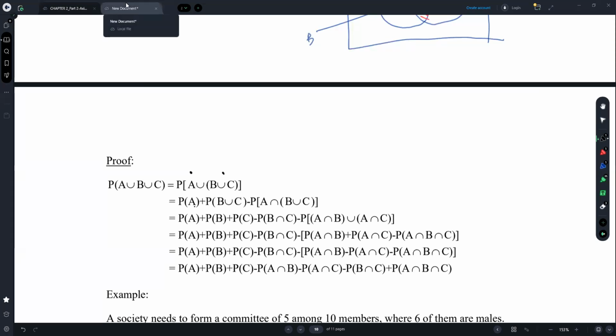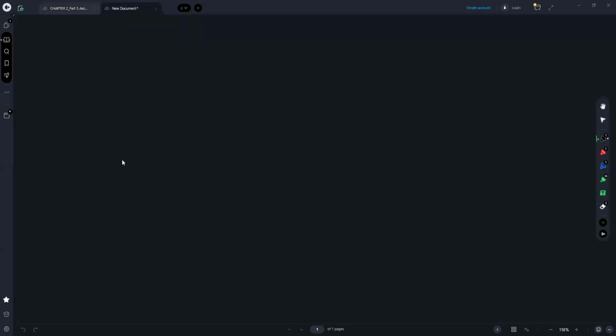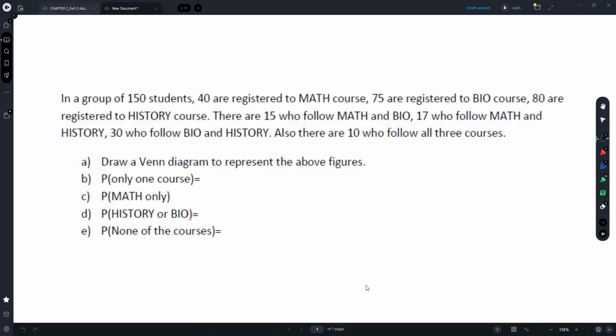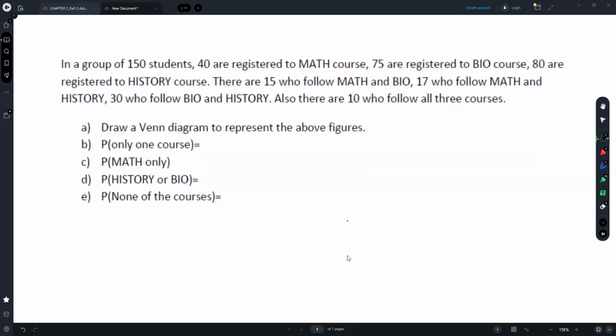I can do one more example before we finish very quickly, which is an example for the union of 3 events. I hope you can see the screen now, the session. Let's do this together.